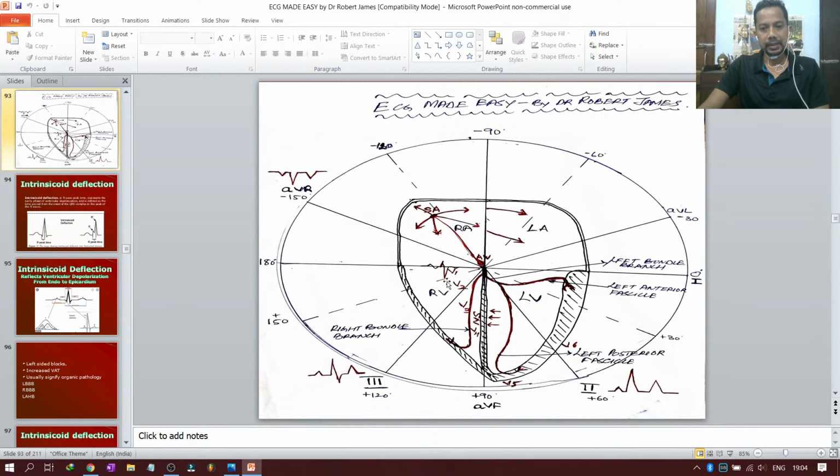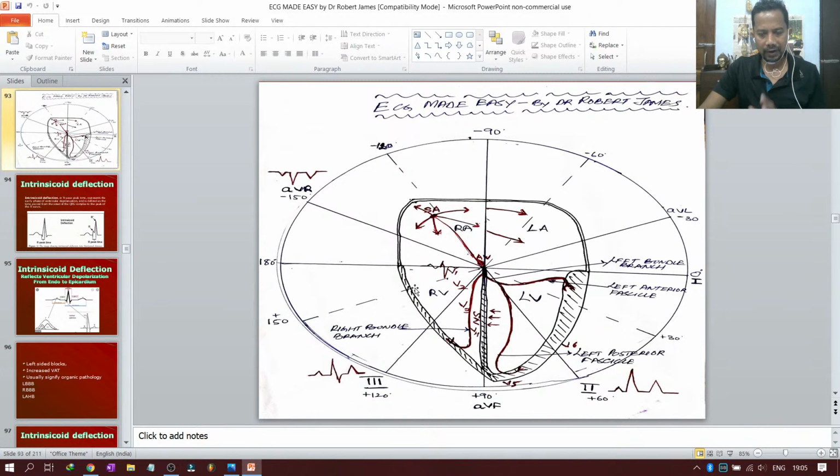Then the current has to depolarize the right ventricle also. Again the current is coming like this, so V1 perceives current coming from the left bundle branch. So that is R dash. So there is R, S, R dash, and always remember the interventricular septum gets depolarized first in the ventricles. So this was about RBBB and LBBB.